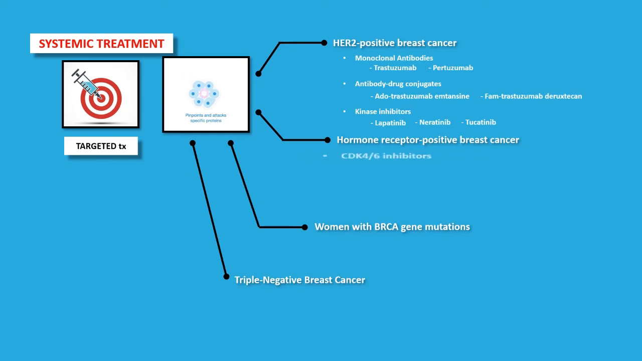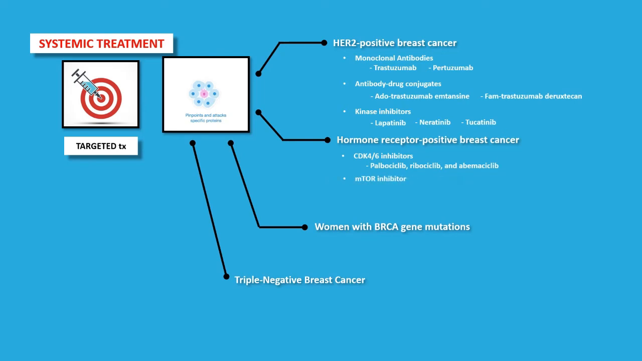The first group is the CDK4/6 inhibitors. Palbociclib, ribociclib, and abemaciclib are drugs that block proteins in the cell called cyclin-dependent kinases, or what we call the CDKs, particularly CDK4 and CDK6. Blocking these proteins in hormone receptor positive breast cancer helps stop the cells from dividing. This can slow cancer growth. These drugs are approved for women with advanced hormone receptor positive, HER2 negative breast cancer.